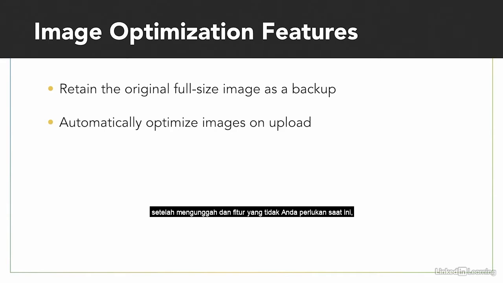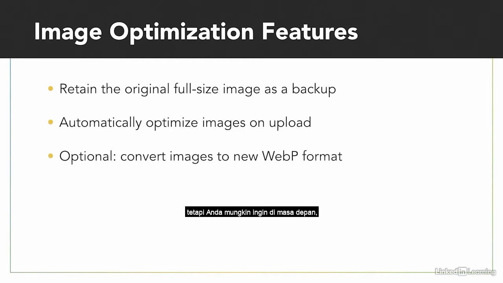And a feature you don't need right now, but you might want in the future, is a new image format called WebP. This isn't supported in all browsers yet, so you don't want to create and upload WebP images, but they are a more modern format and about 25% smaller than PNGs and JPEGs. So, if your image optimization plugin can handle this, you're ahead of the curve.